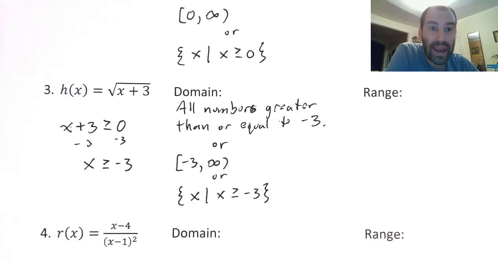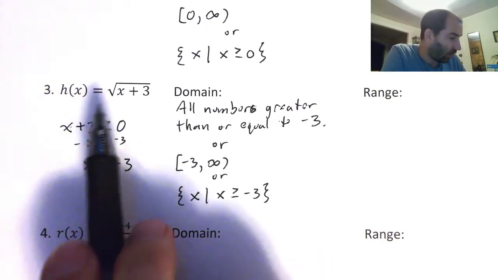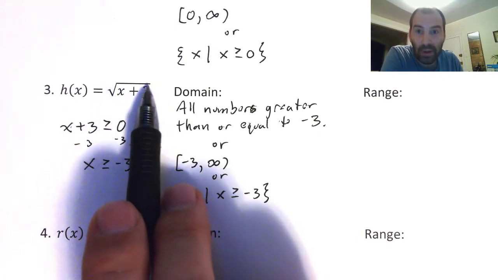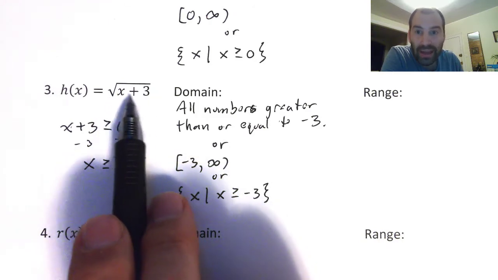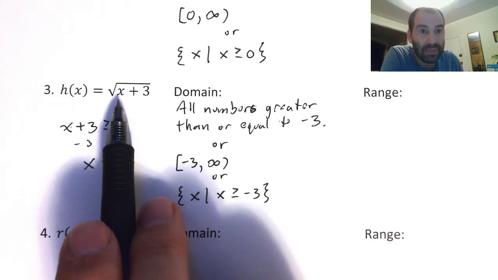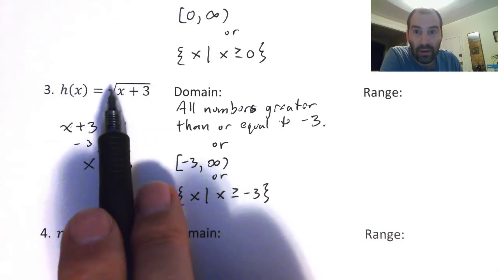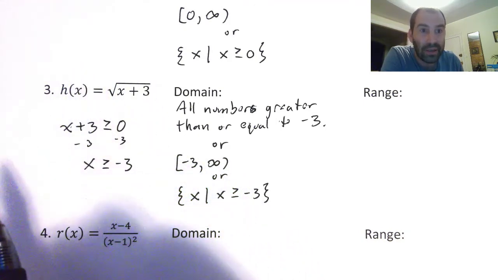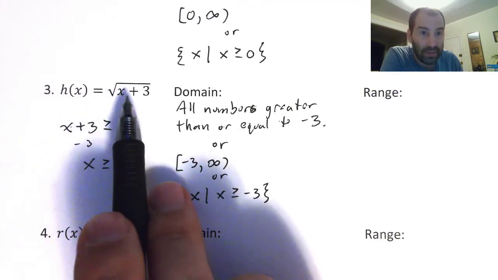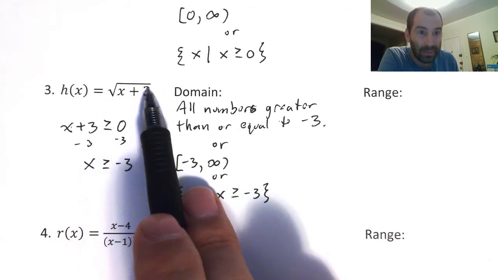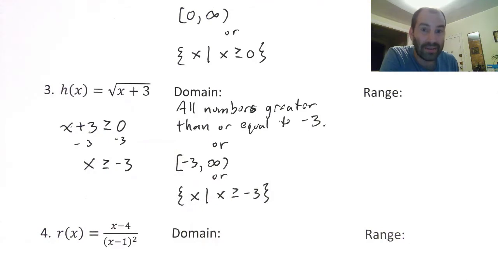Okay, what about the range here? Well, what's the smallest this thing can be? The smallest this can be is where the input is as small as it can be, the thing under the square root. The x plus 3, how small can that be? We said it couldn't be less than 0, because otherwise it wouldn't be in the domain. So what would make this 0? This is 0 when x is negative 3. So the smallest x can be is negative 3, and the square root of this when x is negative 3 is the square root of 0. So that's the smallest it can get. So the range is the set of all numbers greater than or equal to 0, all non-negative numbers.